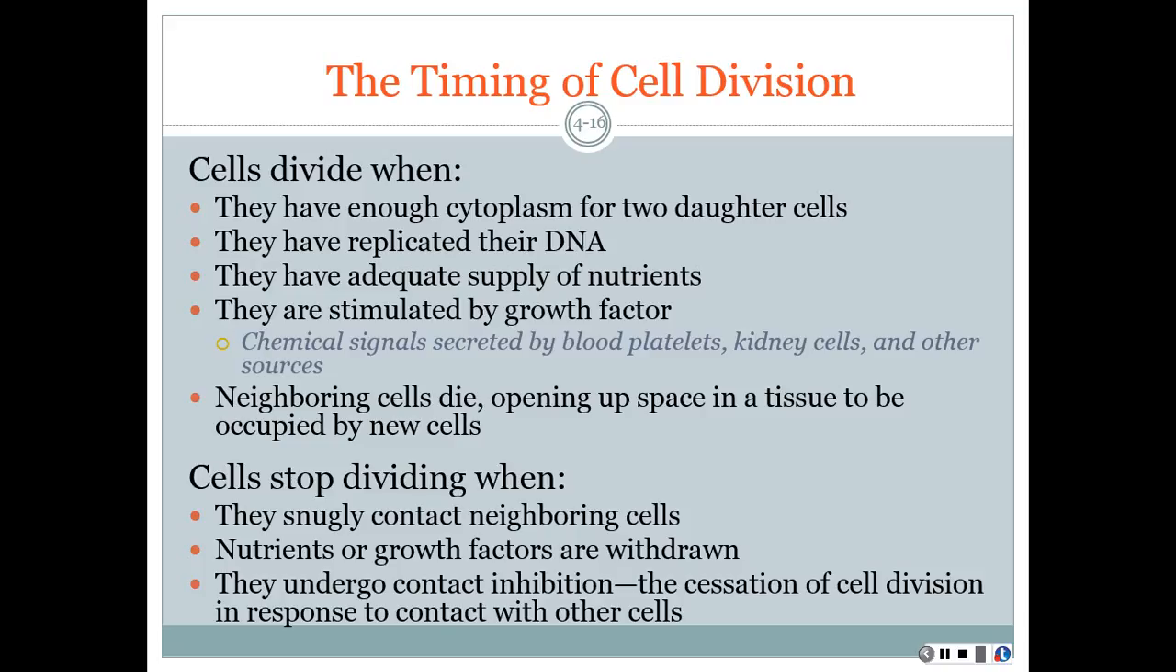So they're going to start dividing under these conditions. They stop when they are snug in contact with neighboring cells, when growth factors are removed. And lastly, contact inhibition is the cessation of cell division in response to contact with other cells.